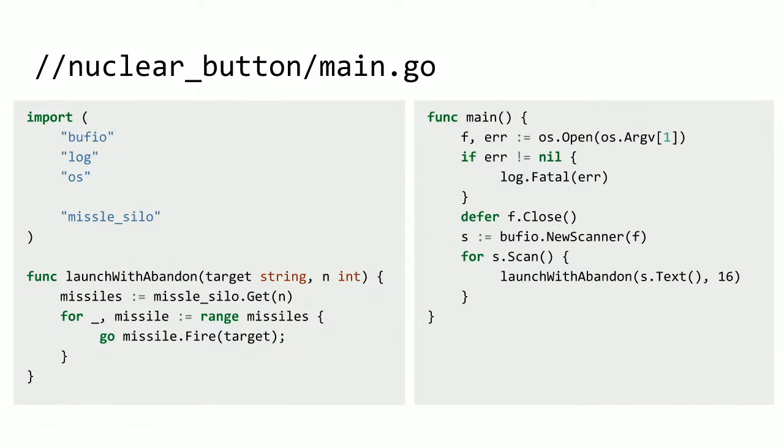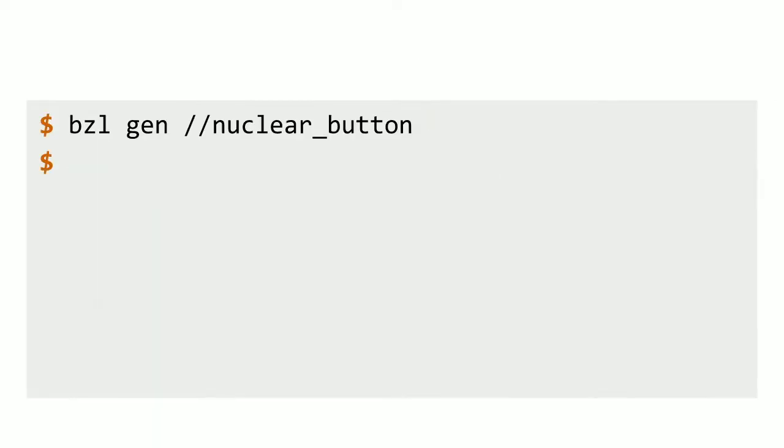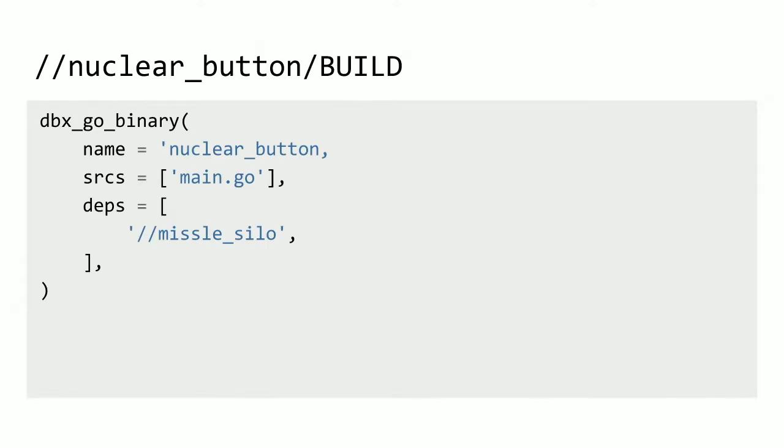So let's generate a build file for this. To do that, I use BZL gen. And I just pass it the package that I want to generate a build file for. So the thing you'll notice is that BZL gen is a well-behaved Unix tool and does not emit any output when it is successful. But if we go look at nuclear button/build, we'll see that this rule has been produced.